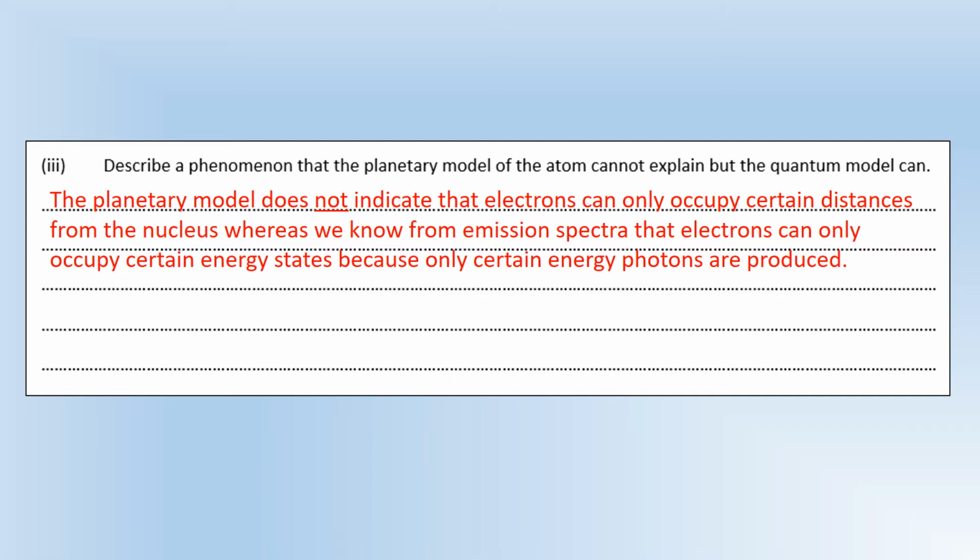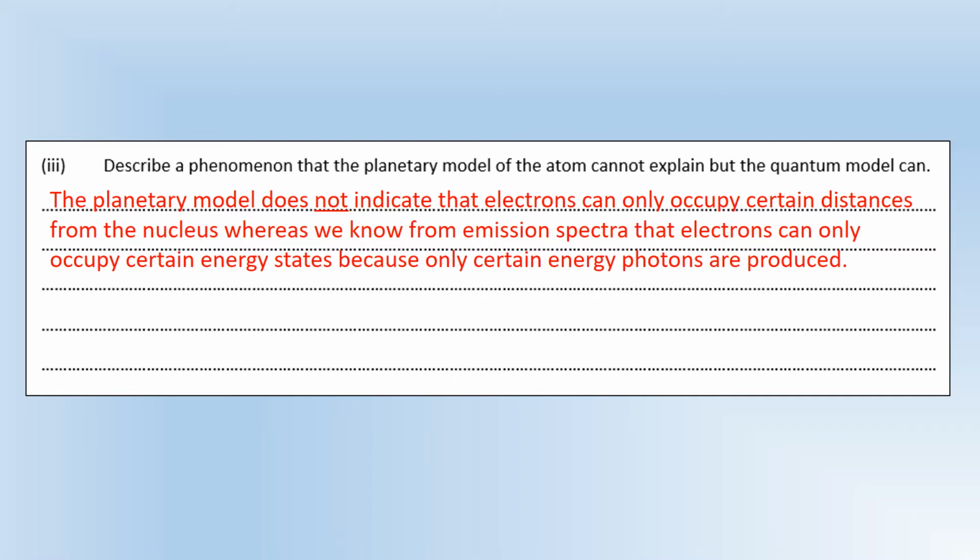So the planetary model basically says if they have the right speeds, they could be at any distance from the nucleus. But we know from emission spectra that electrons can only occupy certain energy states or certain radii from the nucleus because we only get certain photons being produced. So that's the weakness in the planetary model. It can't explain this idea of fixed energy levels and fixed energy gaps because it doesn't predict that those exist at all.